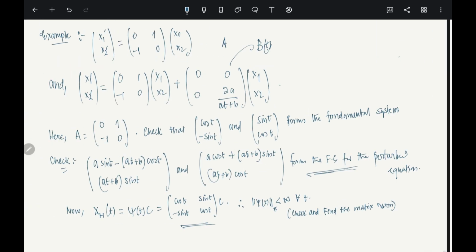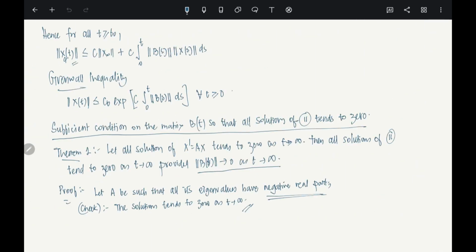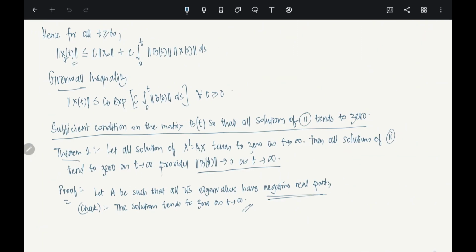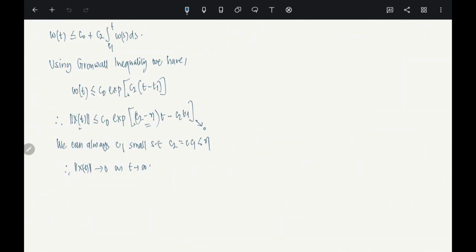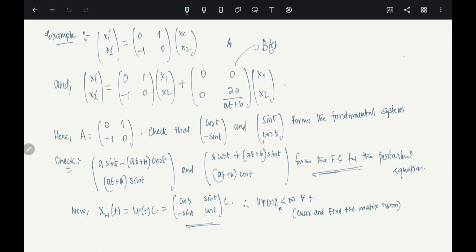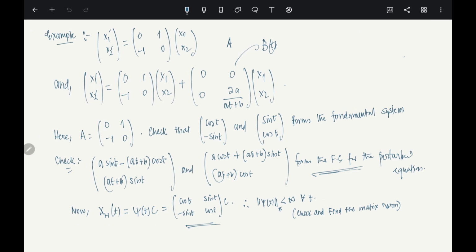Why? Let's look at the theorem first. What does the theorem say? All solutions are bounded for the homogeneous problem, of course; that is given. Then the perturbed solutions will be bounded provided the integral from 0 to infinity of the norm of B(s) ds is bounded. But in this case, what is happening is this: for the homogeneous problem, solutions are bounded. No problem.